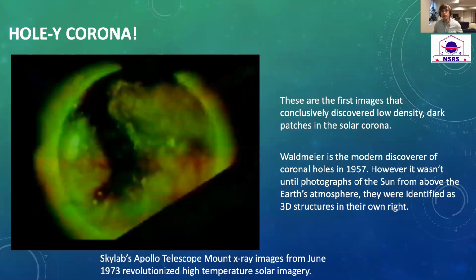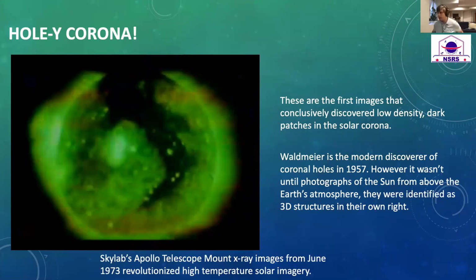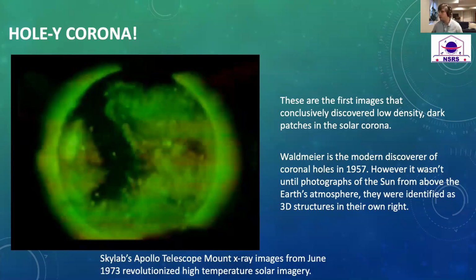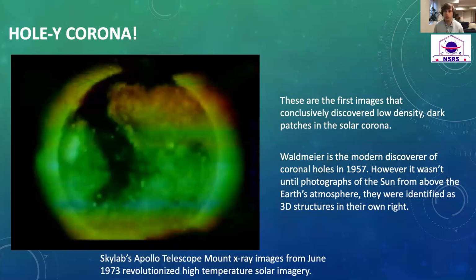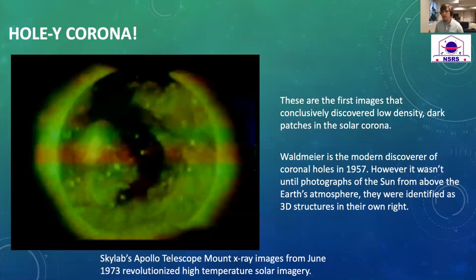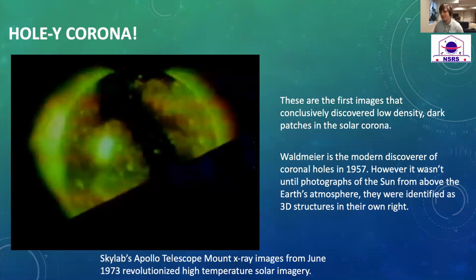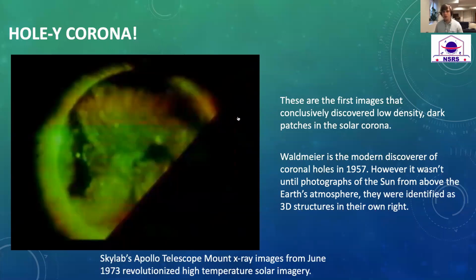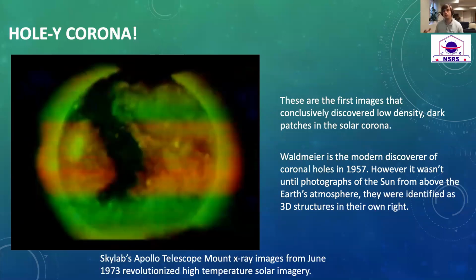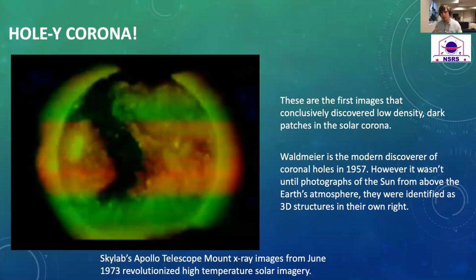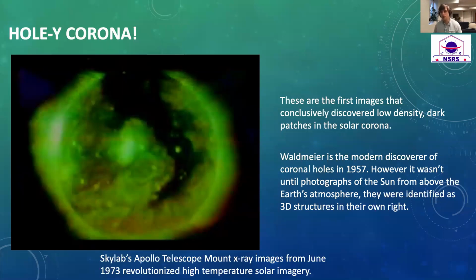Well, in fact, these features were theorized back in 1957. A man called Waldmeier theorized that these structures could exist on the sun, but they had never been observed. So there was just theory until 1973. This ability to look at the sun from space really revolutionized our understanding of how the sun works and how the sun-Earth system behaves.